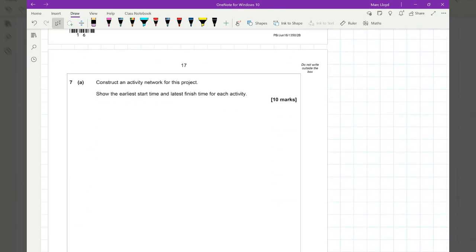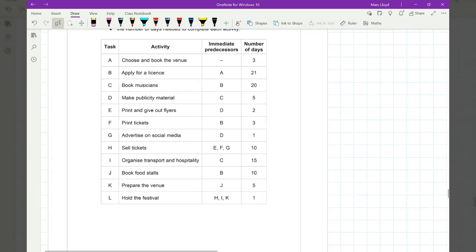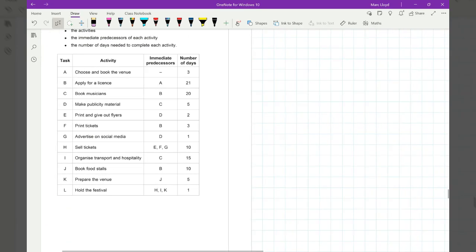It says construct an activity network for this project, show the earliest start time and the latest finish time for each activity. So what it's not asking for is the duration. On the mark scheme, it doesn't have the duration, but I always write the duration down because that just helps me do the diagram. So I'd also suggest to candidates that you do a sketch first so that you're not rubbing out and having to get extra paper.